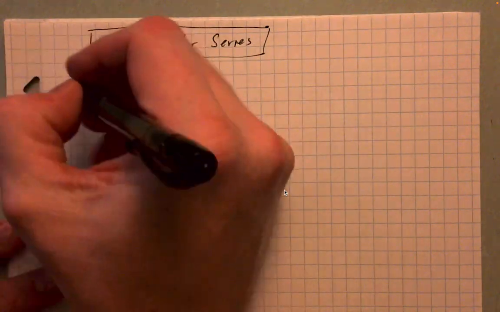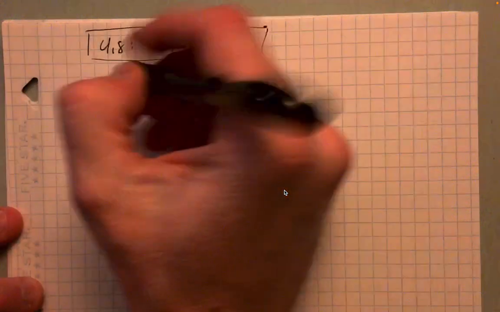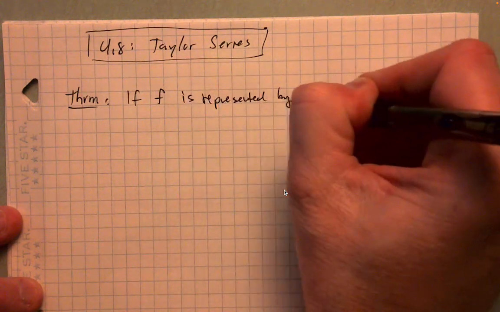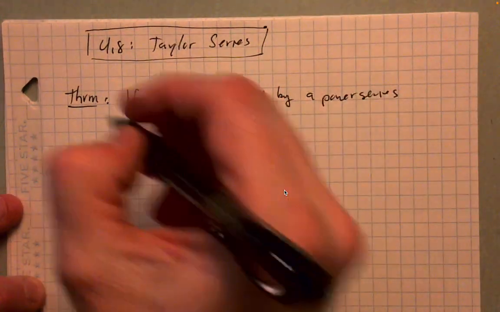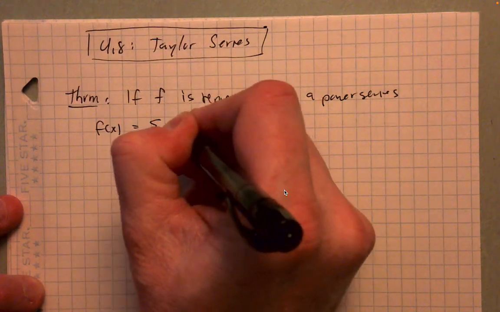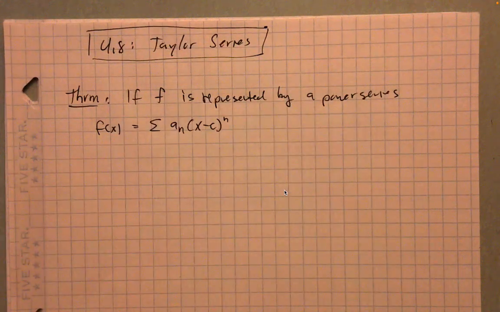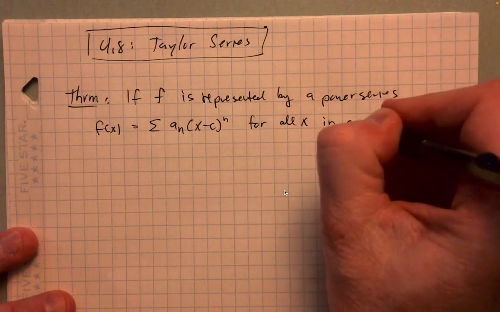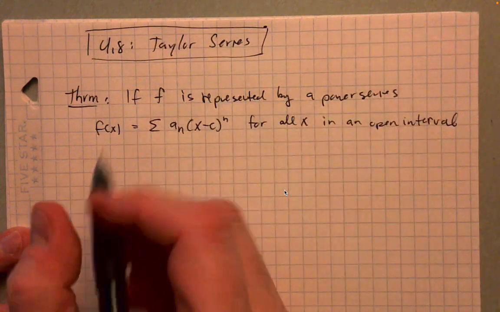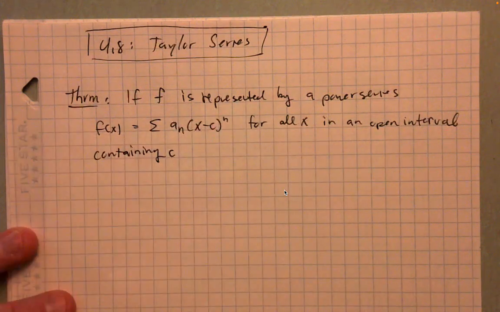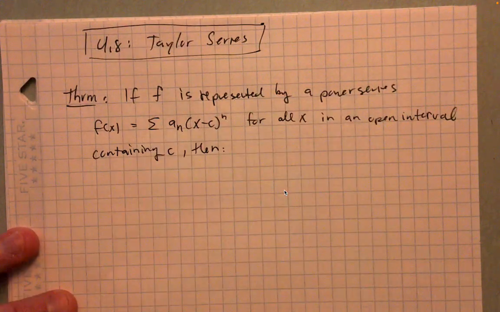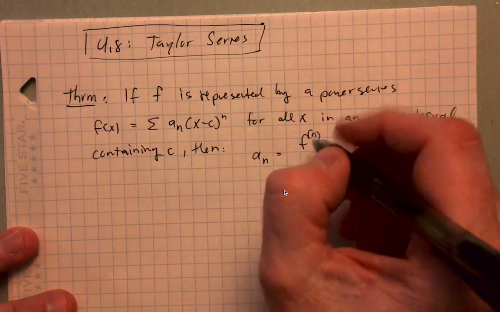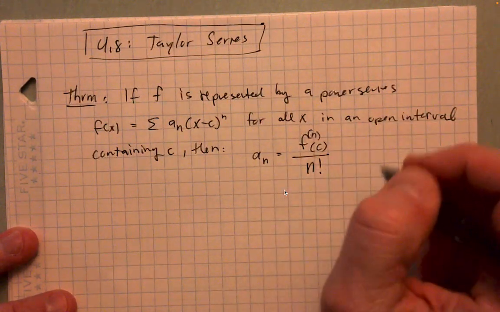Okay, so let's just jump right into the theorem here. If f is represented by a power series, and we'll say that power series is f of x equals the sum of a sub n times x minus c to the n, for all x in some open interval containing c, then a sub n is equal to the nth derivative of f evaluated at c, divided by n factorial.